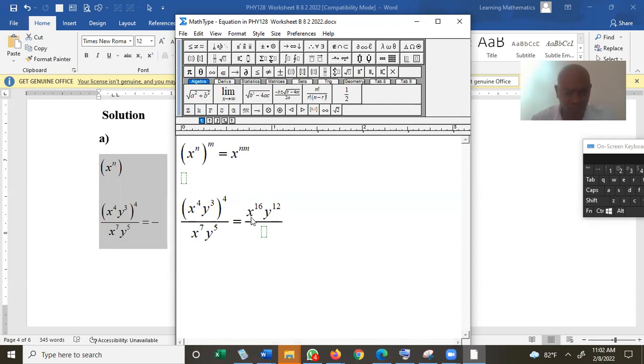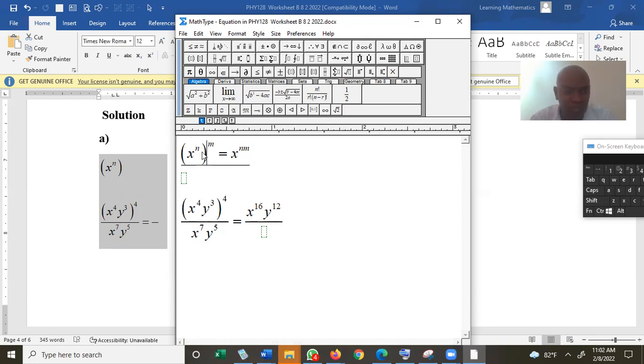Now bear in mind, we can only apply this to the x and the y together because of the multiplication that is between them. I repeat, we can only apply these powers raised to both of the x and the y because of the multiplication that is between. If there was a plus, we will not be able to apply powers raised.